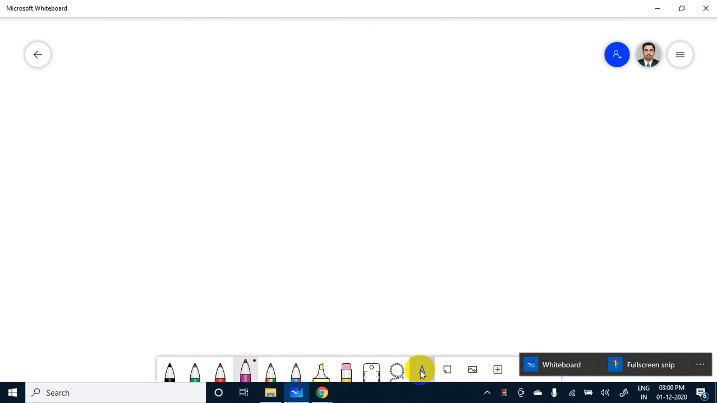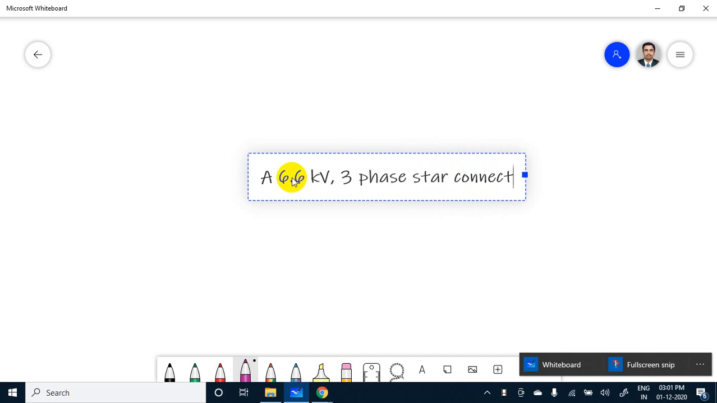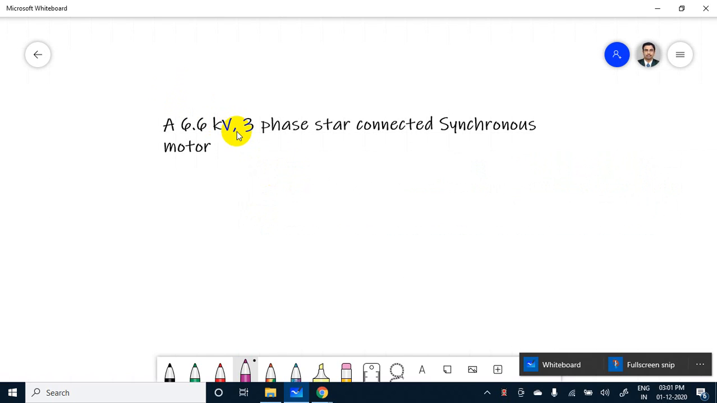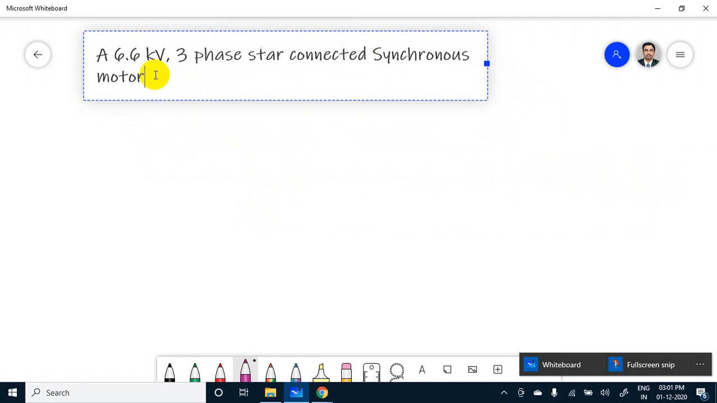Now I'm going to solve one problem. The problem is a 6.6 kilovolt, 3-phase, star connected synchronous motor. Star connected synchronous motor takes a line current of 50 ampere.